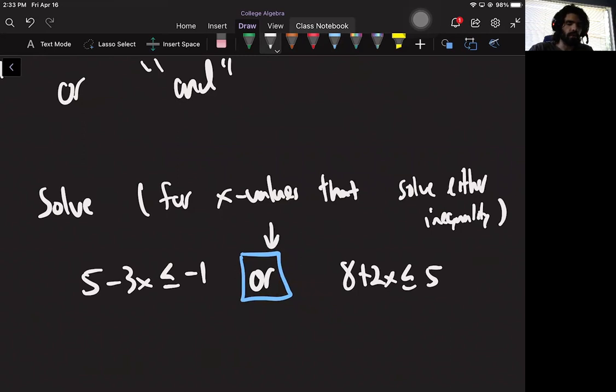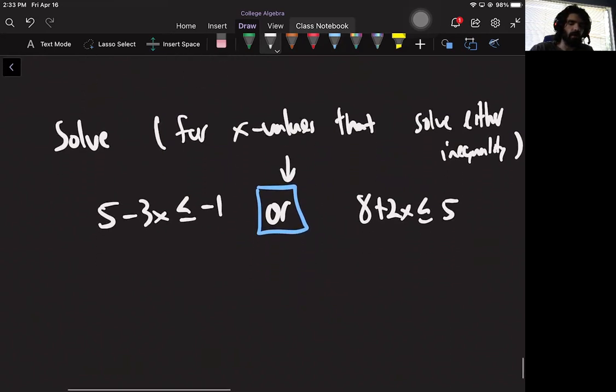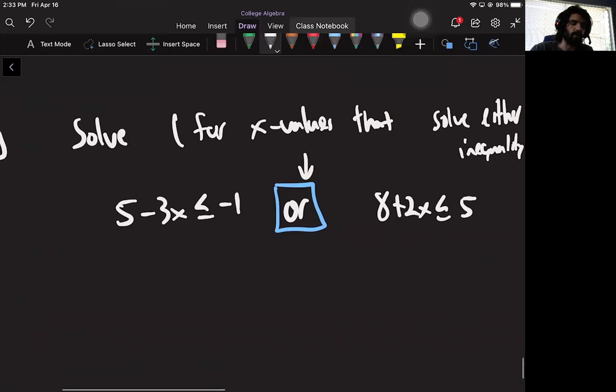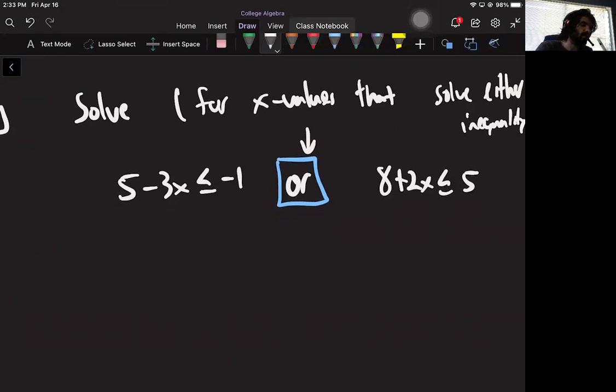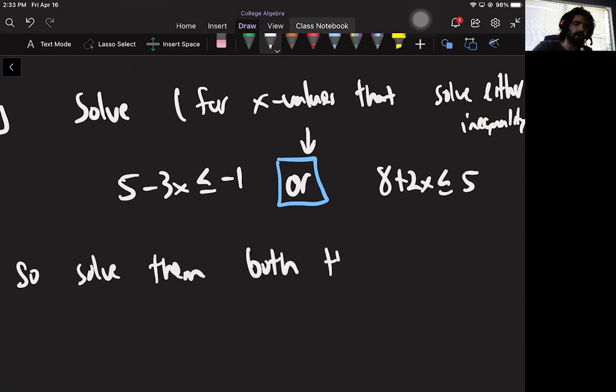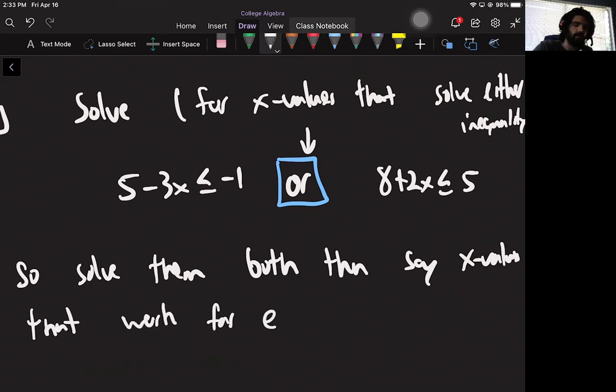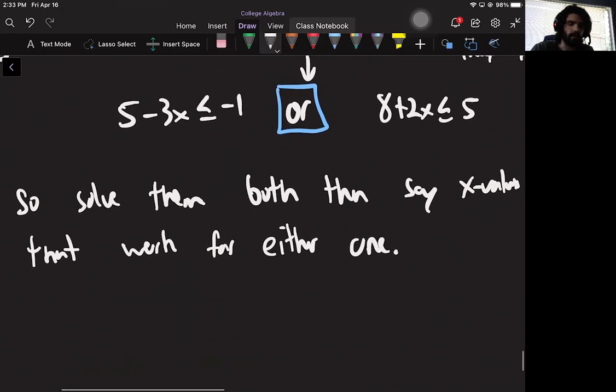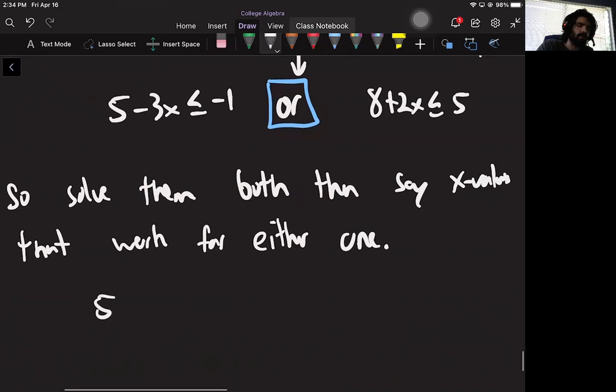So what I'm looking for is x values that solve either inequality. So all I'm going to do is solve both of them as my first step. Okay, so solve them both. Then say the x values that work for either one. Meaning it doesn't have to work for both, it just has to work for one or the other. Okay, so I'm just going to solve them both side by side. They're not affecting each other at all.